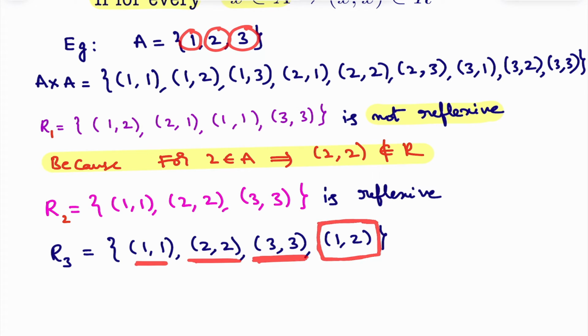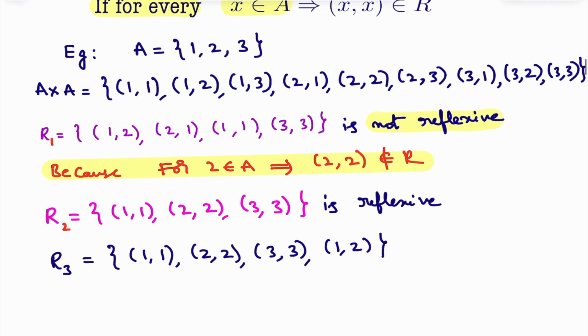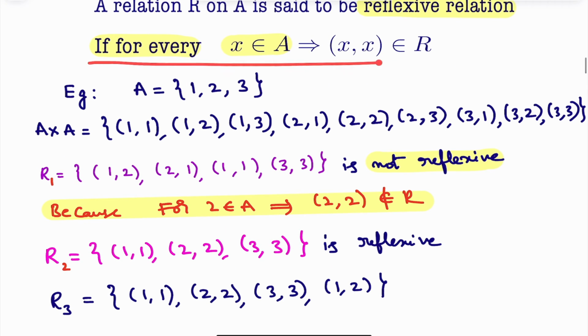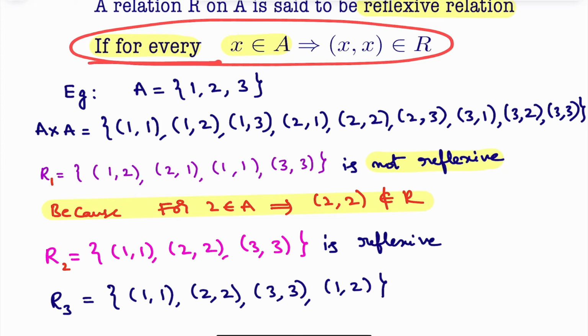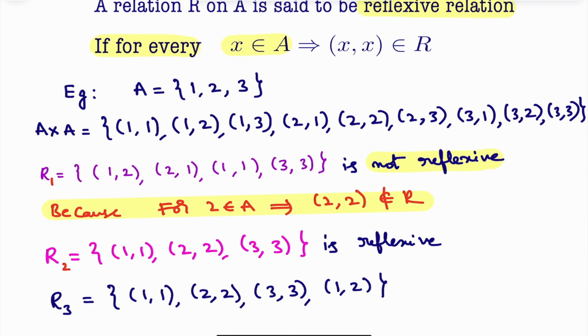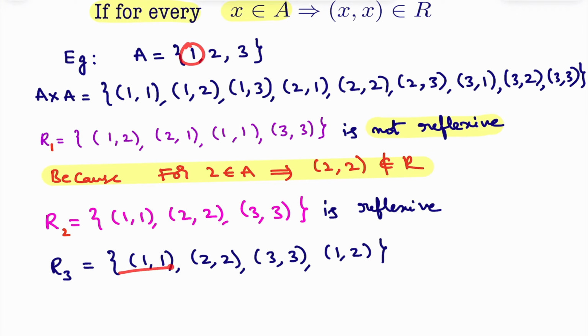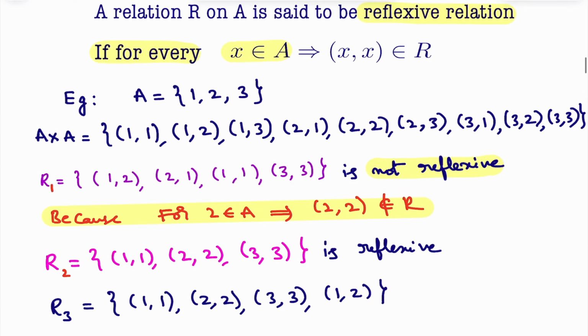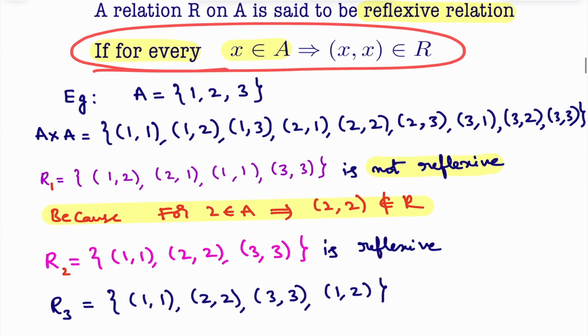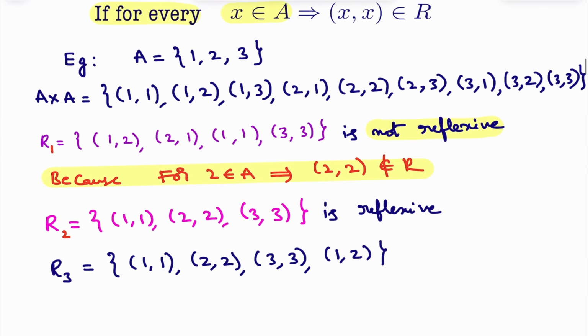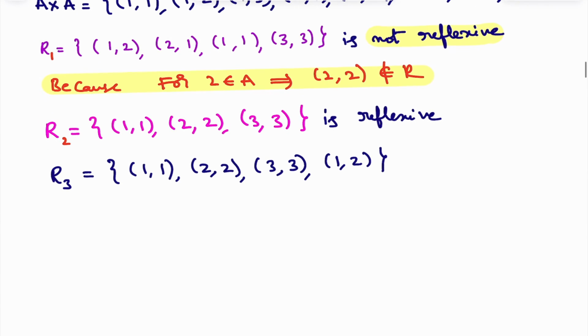That is not the question here. Here the question is whether this relation satisfies this condition or not: for every x belongs to A, x comma x belongs to the relation or not. That much only. You see here, for 1, 1 comma 1 is there. For 2, 2 comma 2 is there. For 3, 3 comma 3 is there. So we can say that this relation is reflexive as it satisfies the reflexive relation definition. So is this relation a reflexive relation or not? Yes, it is a reflexive relation.